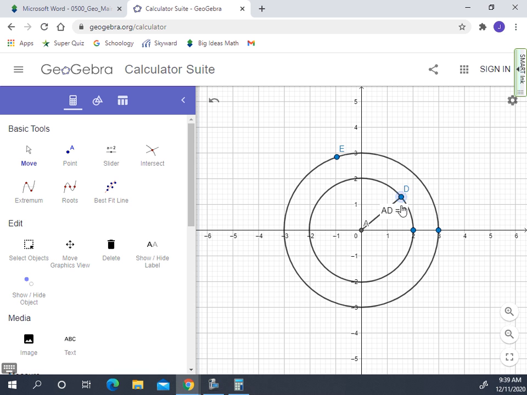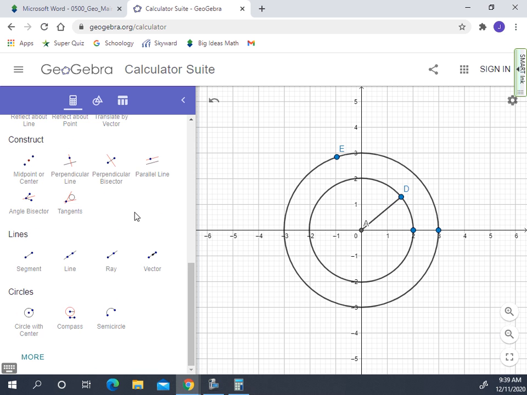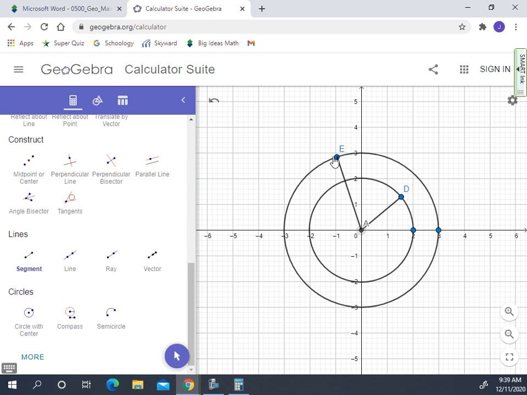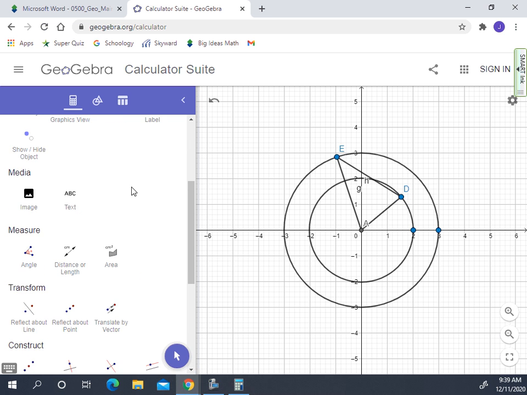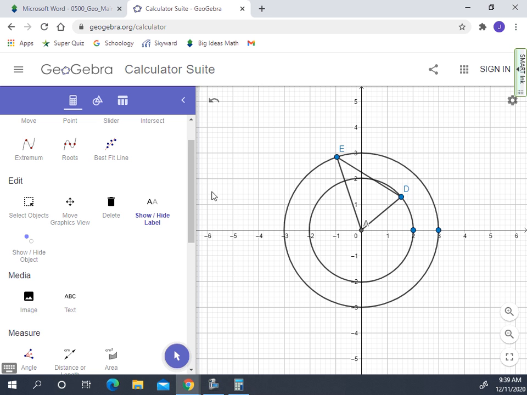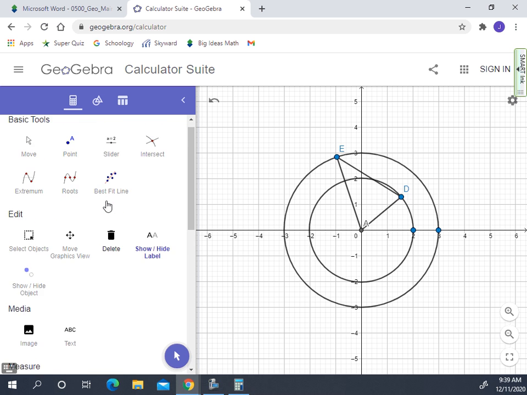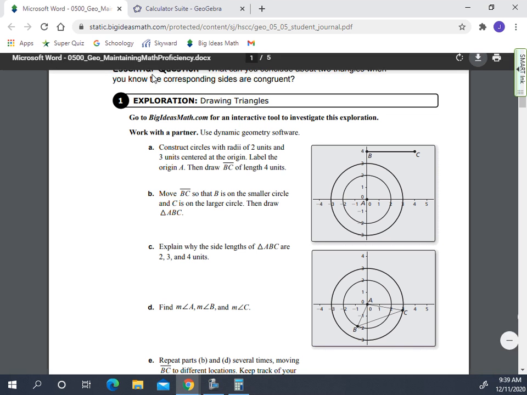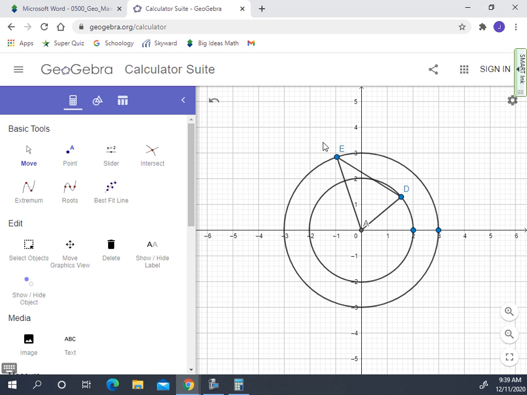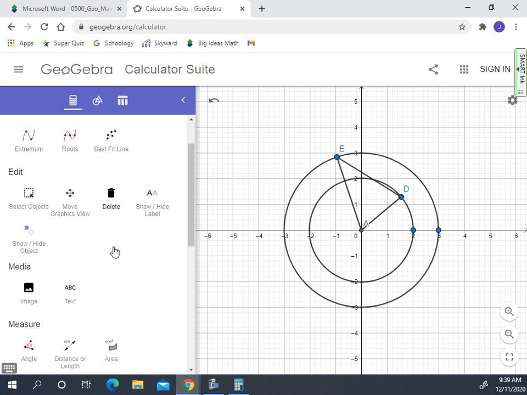Okay. Just going to delete that distance. We want to create our triangle here. And then I don't like these letters showing up, so I like to hide those. So we have just a nice clean triangle. They also want us to make that third side a length of 4 units. So this side, ED, has to be 4 units.